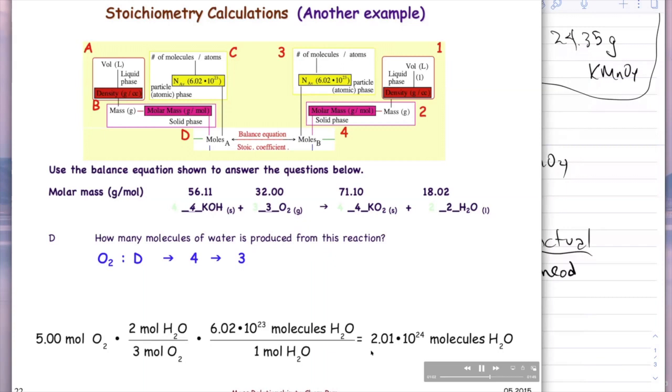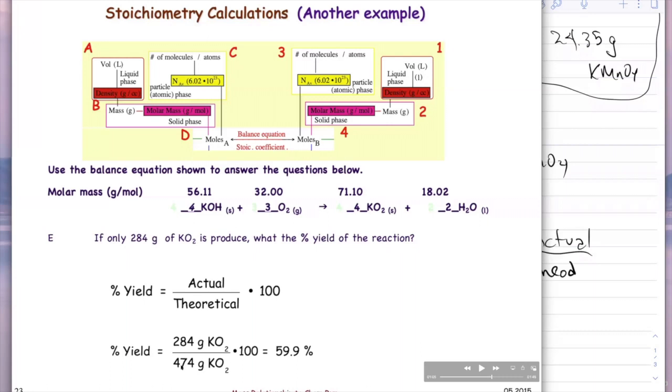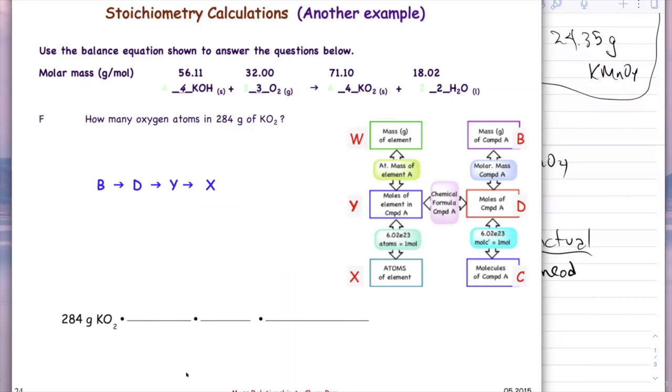Then the next step for this is, if only 284 grams of KO2 is produced, what is the percent yield? We figured out the theoretical yield from the last time. That was 474 grams. So we take the actual over the theoretical, we get 59.9 percent. Okay. And this is another problem where we use the molar mass to answer the question.